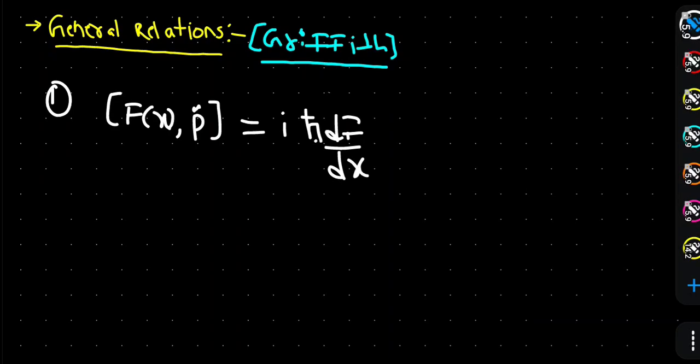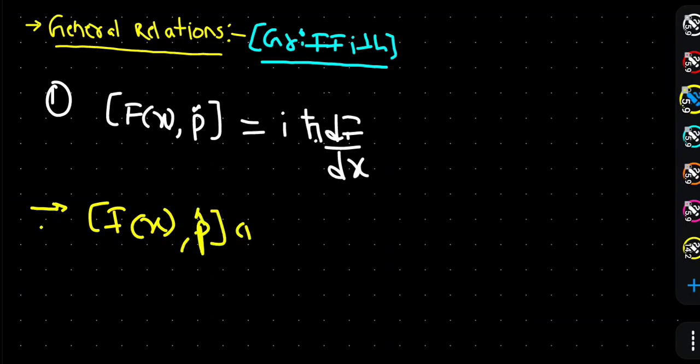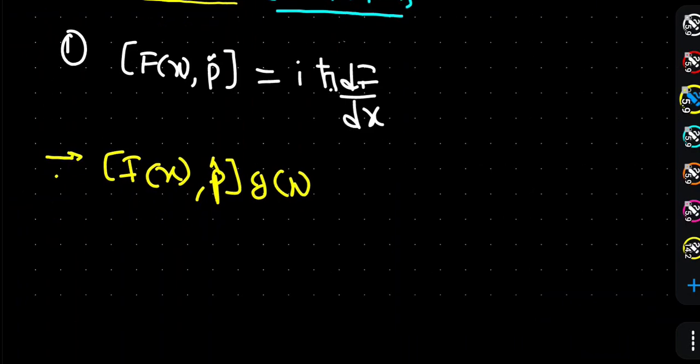So I'm going to give a quick proof of this result, which is quite easy. If you haven't done this, it's okay, because you can do it in a minute or in a matter of seconds. Suppose you choose a test function, and our test function is going to be g of x. We have f of x and the momentum operator acting on the test function g of x. Now we will evaluate this.